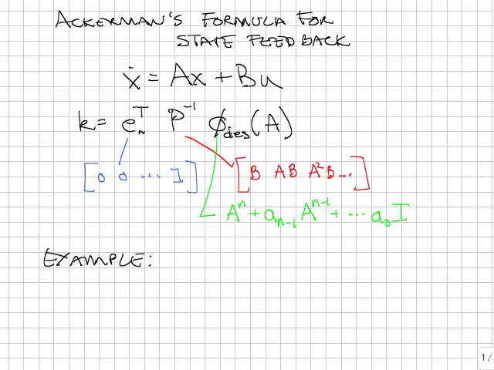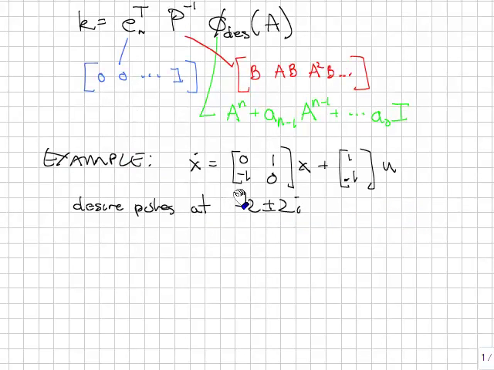Let's illustrate this by example. Given the second order system in state space form, I want to create a closed loop system where the desired poles are at -2 plus or minus 2i. That would correspond to a settling time of 2 seconds and a damping ratio of 0.707. From the desired poles, I can write down the desired closed loop characteristic equation. Now I'm ready for Ackerman's formula.